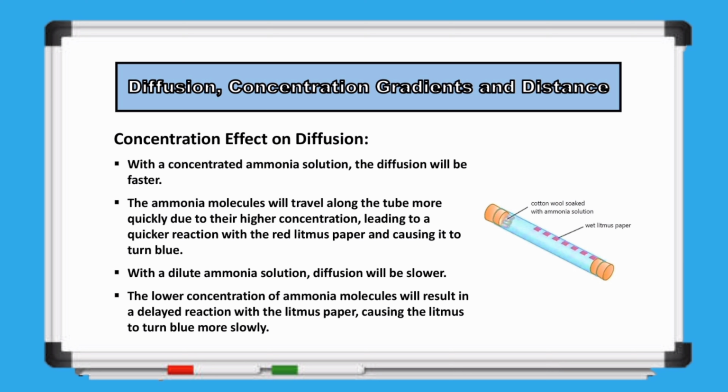When using a concentrated ammonia solution, the diffusion process will be faster. The higher concentration of ammonia molecules allows them to travel more quickly along the tube, which leads to a faster reaction with the red litmus paper, causing it to turn blue more rapidly. On the other hand, with a diluted ammonia solution, diffusion will occur at a slower rate. The lower concentration of ammonia molecules results in a delayed reaction, causing the litmus paper to turn blue more slowly. This demonstrates how the concentration of a substance directly influences the speed at which diffusion occurs.